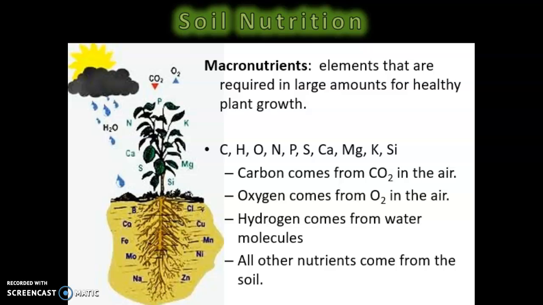The hydrogen actually comes from water molecules. As we know, water is H2O, and in the process of photosynthesis, that water molecule gets blasted apart, and the plant hangs on to the hydrogen of that water molecule. However, the rest of this list, nitrogen, phosphorus, sulfur, calcium, magnesium, potassium, and silicon, all come from the soil. So we're going to be talking about why the plant needs each of these elements in order to be healthy.